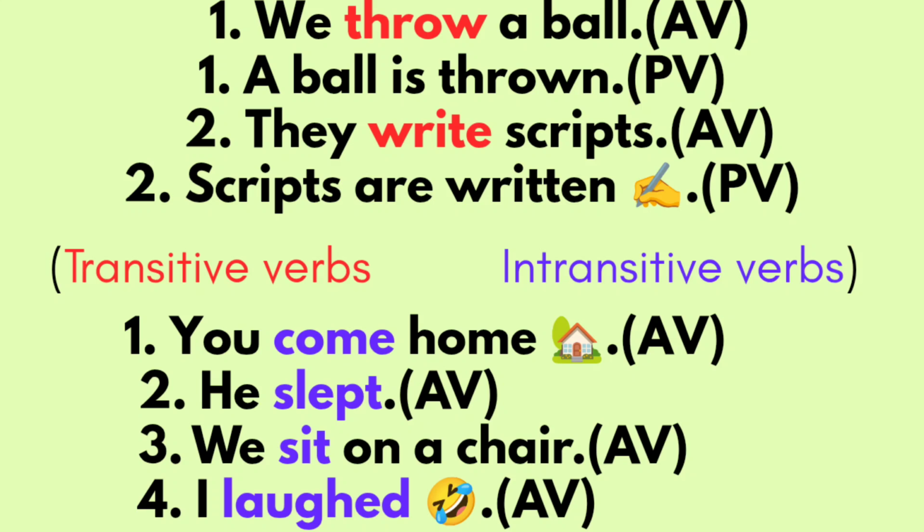Look at intransitive verb examples. You come home. Active voice. He slept. Active voice. We sit on a chair. Active voice. I laughed. Here come, slept, sit, laughed are intransitive verbs. I haven't used any object after intransitive verbs, so we don't get any passive voice sentence. It is very clear. A transitive verb takes an object and an intransitive verb doesn't take any object.